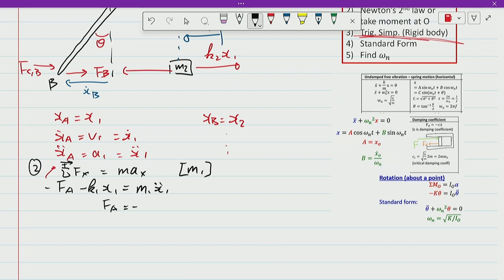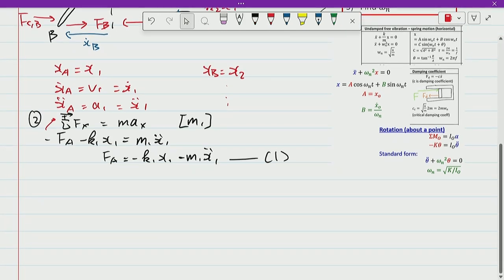Rearranging it gives us FA is equal to negative K1 X1 minus M1 X dot dot 1. Normally, you want to have X dot dot 1 at the front in standard form, but if we do it now, we're kind of jumping the gun. This is why it's in step 4. It's not going to change the solution, but you have to come back to it anyway, so might as well keep it like that. Questions on equation 1? Okay, now we do the same for M2.